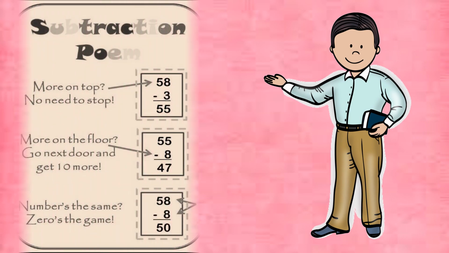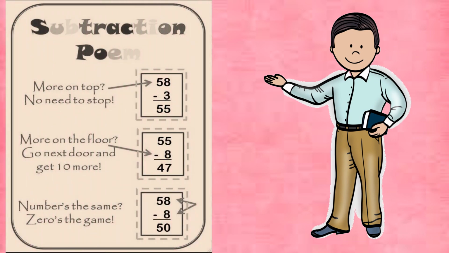Let's begin with the subtraction poem. More on top, no need to stop. That means if we have a bigger number on top and a smaller number below, then we don't need to borrow from anyone. We can just subtract in a simple way.